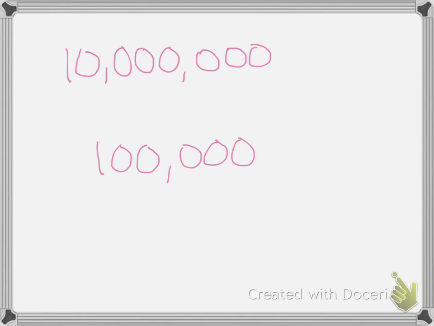Number 1 says write each number using exponential notation. So if we look at 10 million, we would have 10, and since there's 1, 2, 3, 4, 5, 6, 7 zeros, 10 to the 7th power. For 100,000, again, we have 10, 1, 2, 3, 4, 5, to the 5th power.